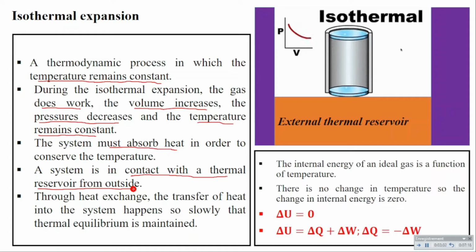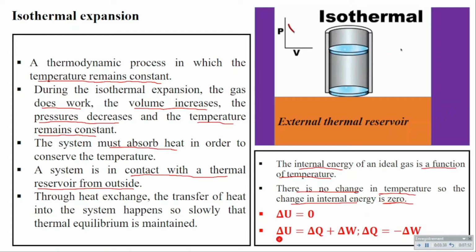Now, what is the internal energy for an ideal gas when there is an isothermal expansion? Here, because we have constant temperature, we know that the internal energy is a function of temperature. If the temperature is not changing, that means the change in internal energy is also equal to 0. So here there is no change in the temperature, so the change in internal energy is 0.